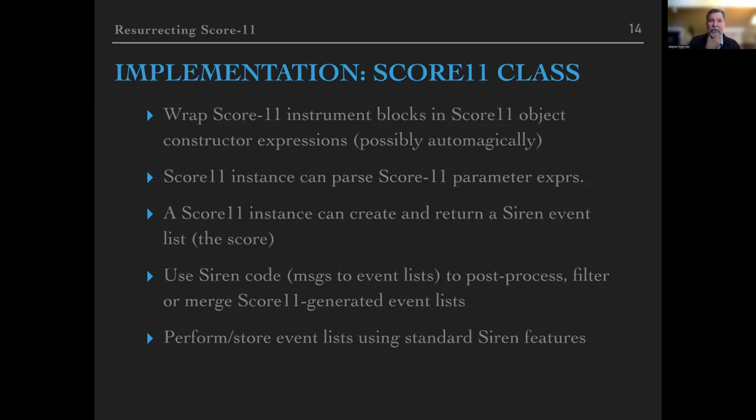So the idea was to just take a Score11 instrument block like we saw before and wrap it to be a constructor expression. And it's pretty easy. We'll look at examples, but the Score11 instance can then parse all of these parameter expressions from the Score11 language. And the Score11 instance can then execute the score block and return a Siren event list, so that you can then use all the rest of the Smalltalk operations on the Siren event list to post-process it. And you can use these voice objects to perform it.